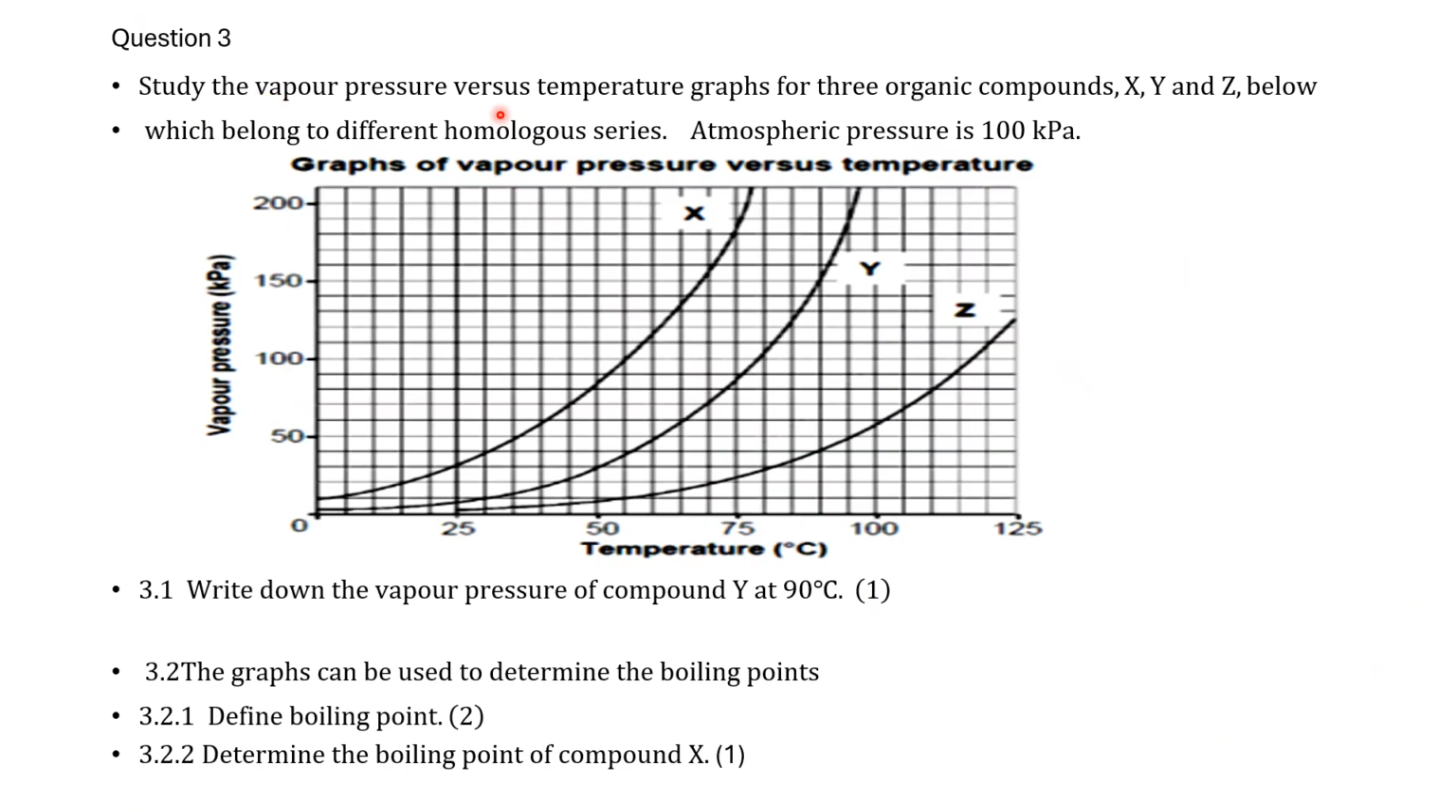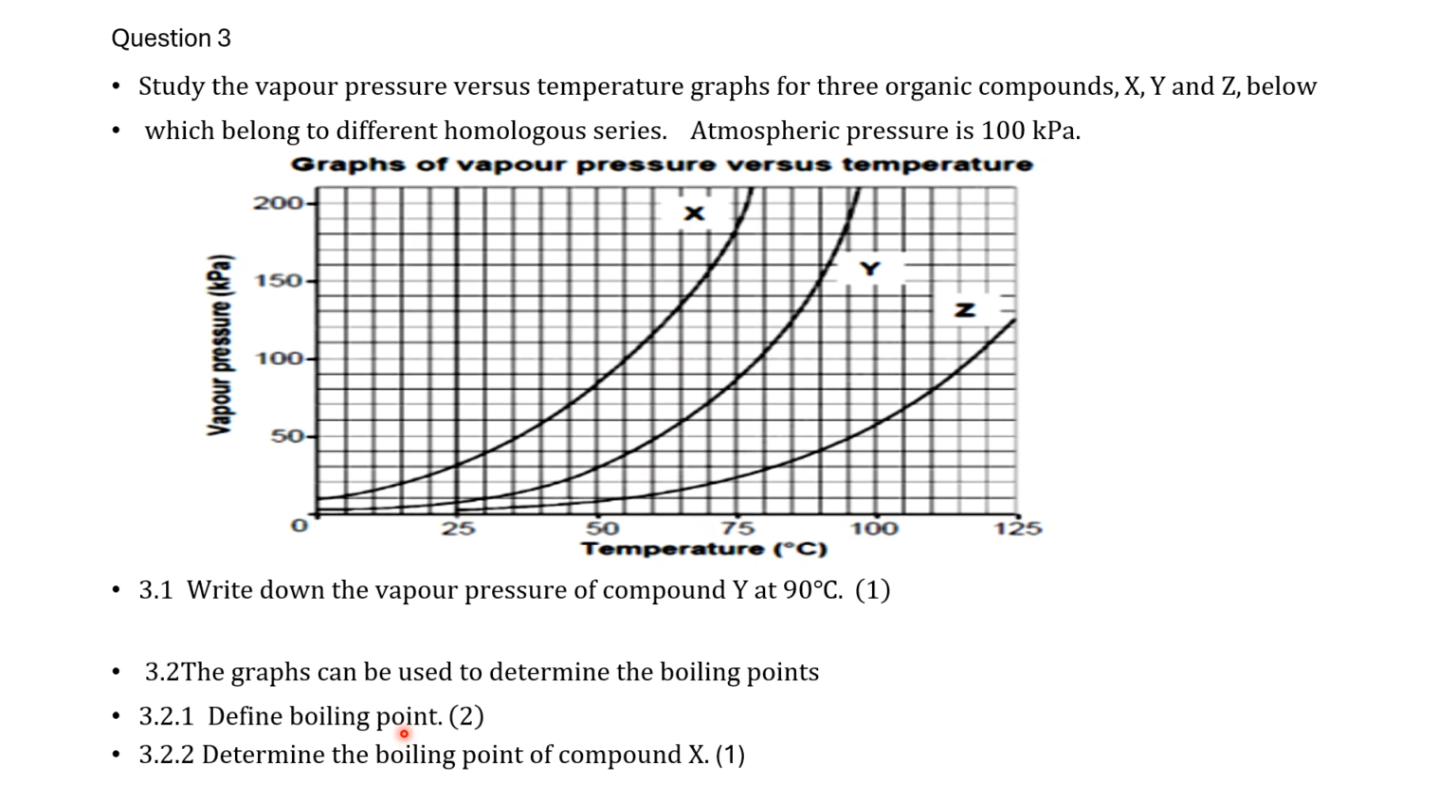Question 3: study the vapor pressure versus temperature graphs for 3 organic compounds X, Y, and Z below, which belong to 3 different homologous series. Atmospheric pressure is 100 kilopascal. Write down the vapor pressure of compound Y at 90 degrees. So here, if you look at 5, 10, 15, 20, 25, each line represents 5. So if you say 80, 85, 90, somewhere there at 90, we're going to read off the vapor pressure.